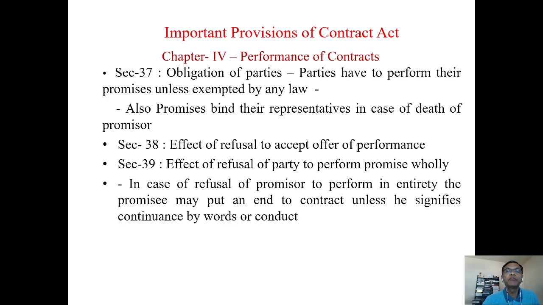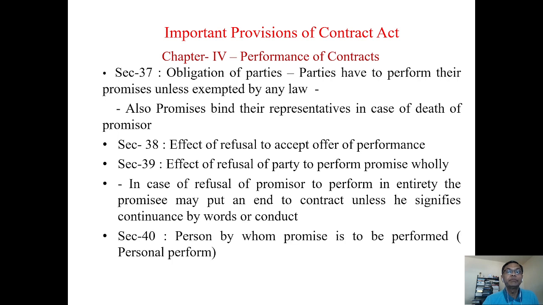Effect of refusal of a party to perform wholly: suppose you are refusing to accept my performance as per the contract, then I can put an end to the contract, and also I can seek some compensation. This is the position. Section 40, person by whom promise is to be performed. Suppose the nature of the contract and transaction is such that it has to be performed by a particular person. Performance should be done by such particular person.